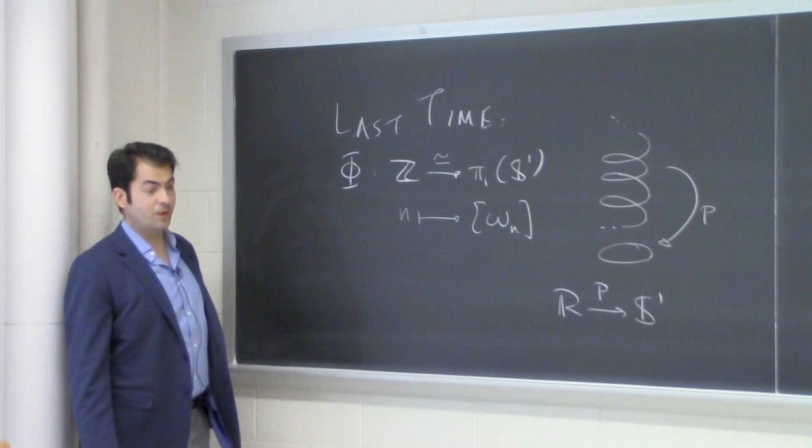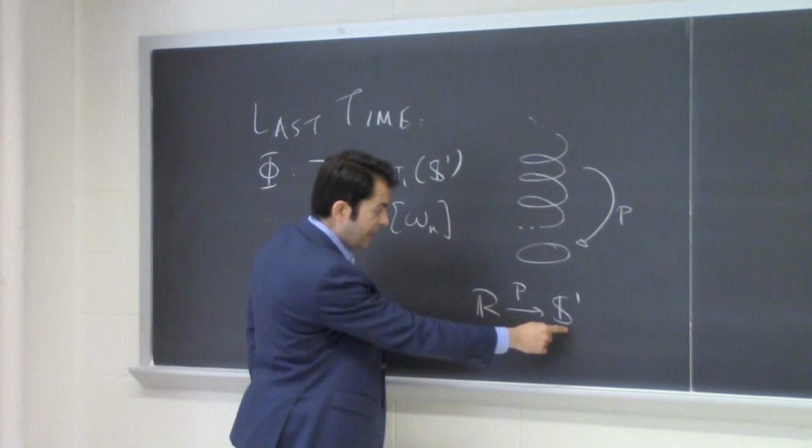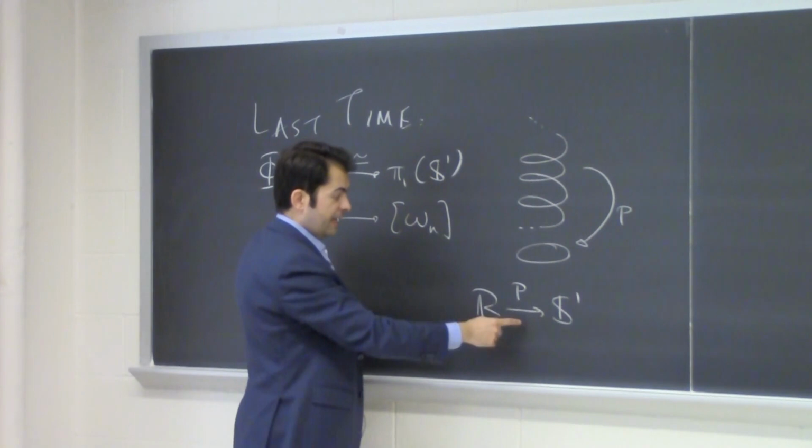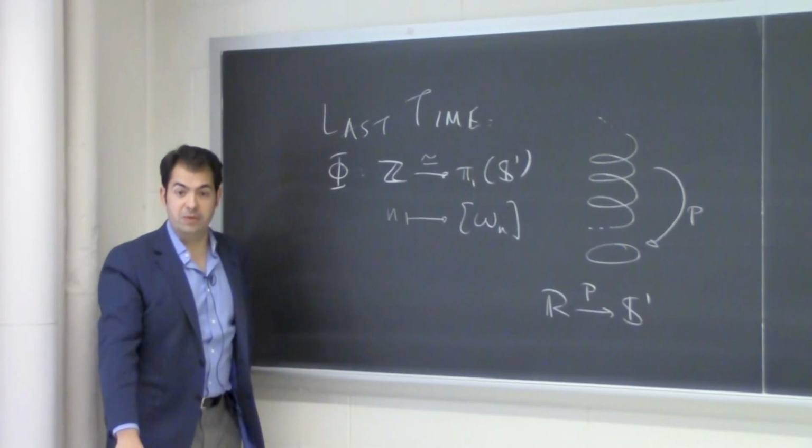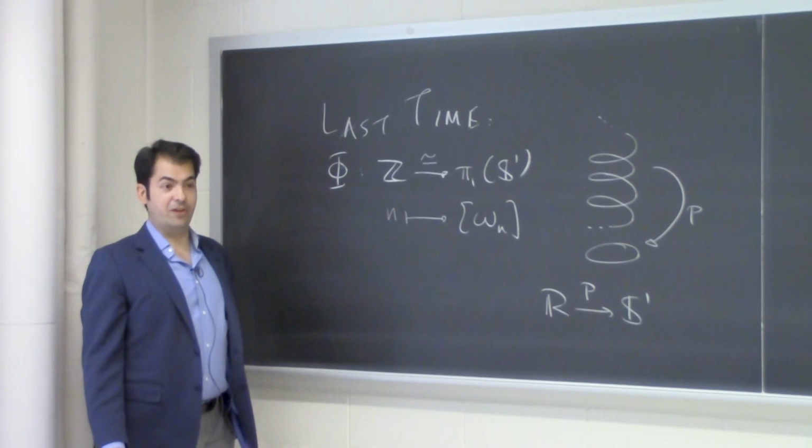So what we showed was that given any path in the circle, you could lift it to a path in the real line, and it was unique as soon as you picked where you were going to lift the base point. And the same was true for homotopies. Okay, that's what we did last time. Any questions on last time?